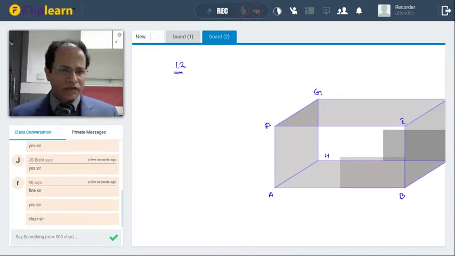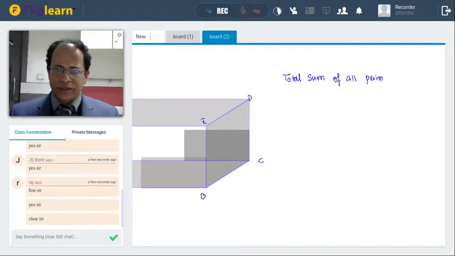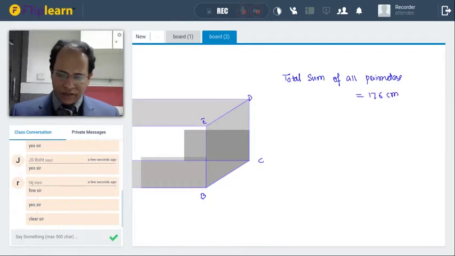These are the points, the vertices we have been given. And the total sum of all perimeters, right? The total sum of all perimeters is 176 centimeter, which is given. And also we have been given the length of the diagonal.